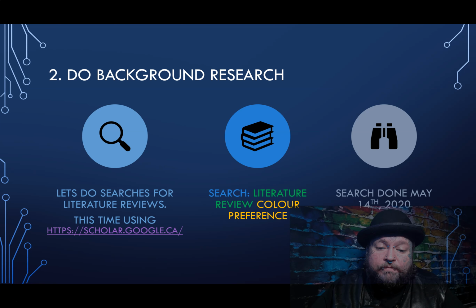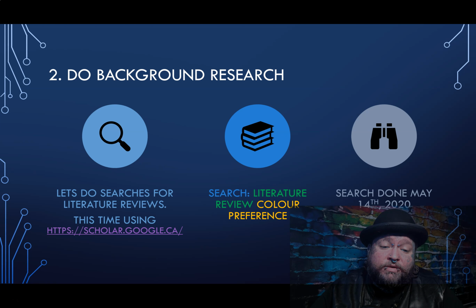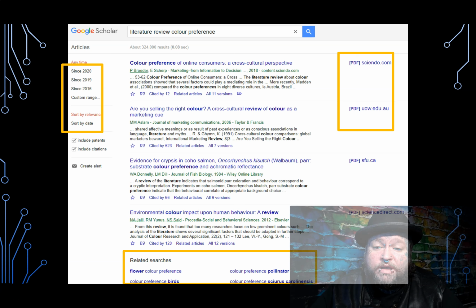And so they use Google Scholar. They use the keyword literature review first and then color preference. They just go for general, any kind of literature reviews that talk about color preferences, because that could also help them learn more about things that could possibly affect color preferences and things they should probably take into account in their study. And the results of this search were done again on May 14th, 2020. So you'll probably get different things if you do it yourself.